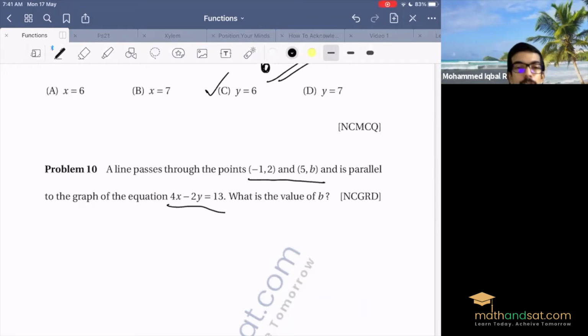Okay. So there is an unknown line. There is a given line. What is the slope of the given line? 4x minus 2y is equal to 13. What is the slope of this line?